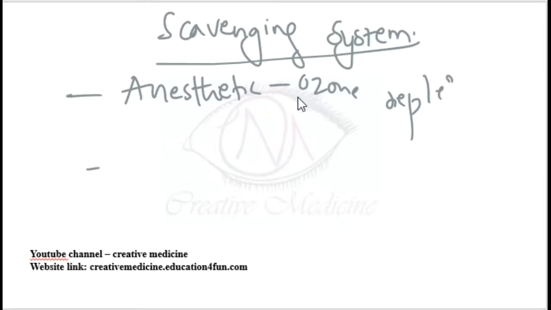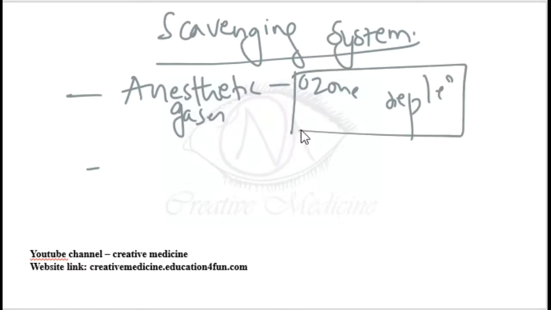So scavenging systems are mainly present to eliminate the excessive gases from the operation theater. Actually, anesthetic gases, if they are released into the atmosphere, they cause ozone depletion. But with the help of the scavenging system, we will eliminate the gases away from the OT to prevent air pollution also.